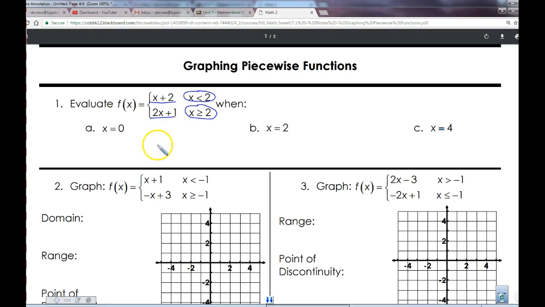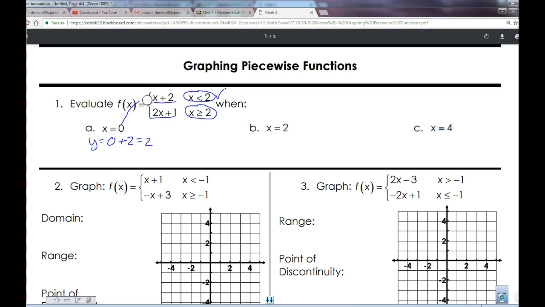So these first three are pretty easy. It's just saying evaluate the function, so find the y value when x equals 0. Well, which condition are we in when x equals 0? X equals 0, that would be this top one. X is less than 2. So we plug the 0 into the top equation. Obviously, 0 plus 2 equals 2. So when x is 0, y equals 2.